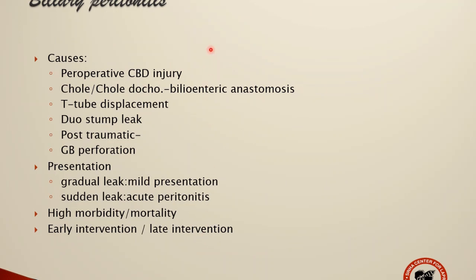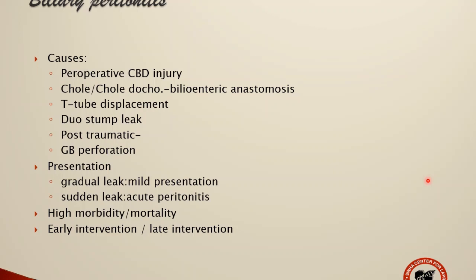Biliary peritonitis, the causes could be any injury to the biliary system, obviously either iatrogenic or traumatic. So you have a CBD injury, which is a perioperative injury. You could have a leak in a bilioenteric anastomosis. The T-tube that you put in after CBD exploration gets displaced. You have a biliary peritonitis. A duodenal stump leak after gastrectomy, you have biliary peritonitis. Post-traumatic gallbladder perforation, some of the instances where you can get biliary peritonitis.